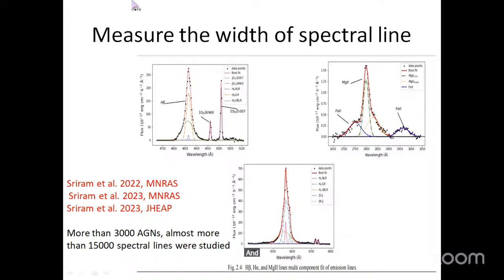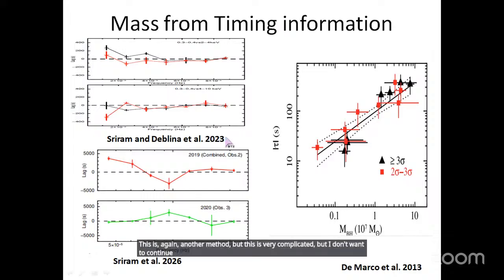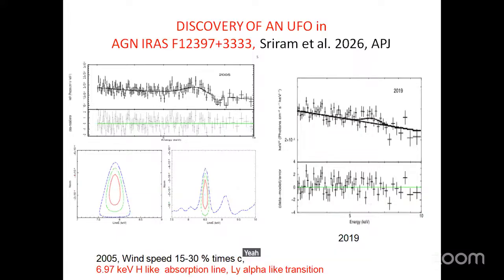If you measure these line widths and do proper modeling of the spectral lines, we can actually measure the masses of those black holes. This is another method, which is very complicated, so I don't want to continue. But I also work on this, by doing the cross spectral density and so on, and we can again study these masses. This is my recent work, which actually came out.